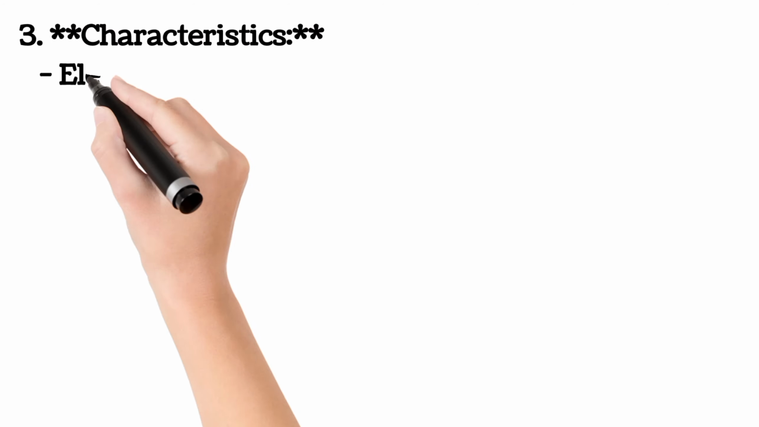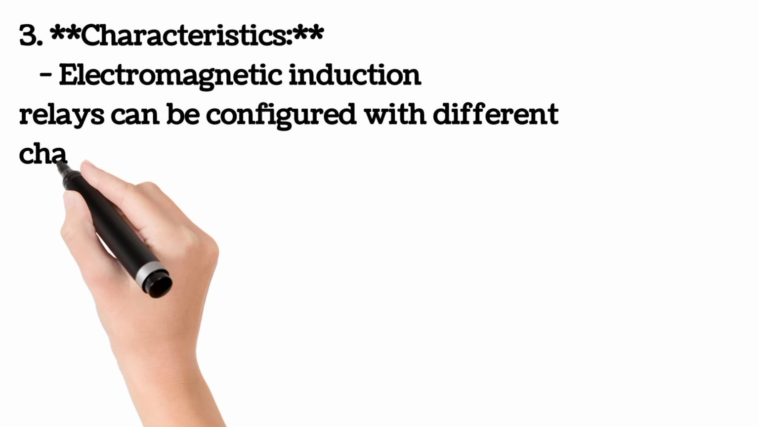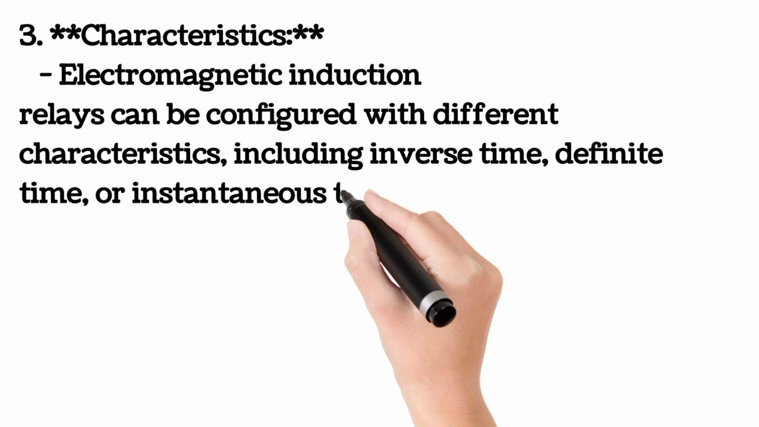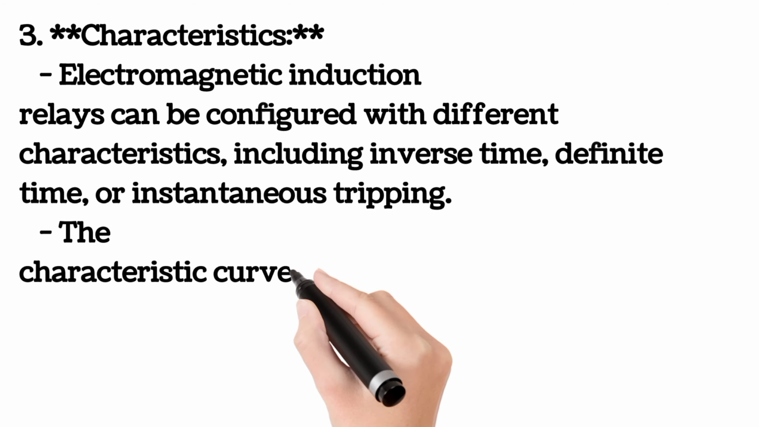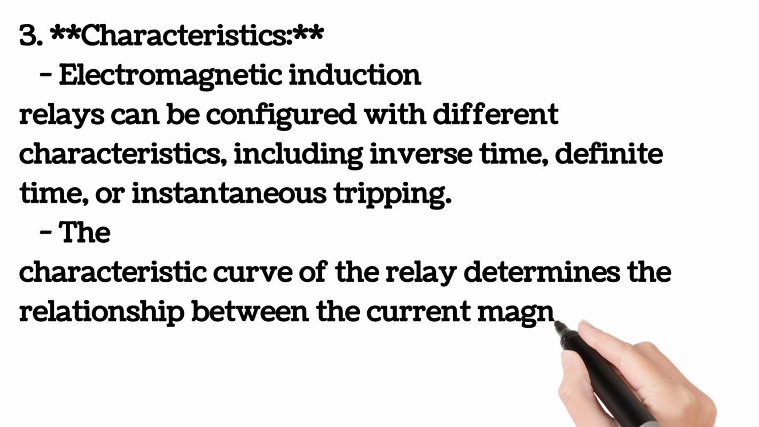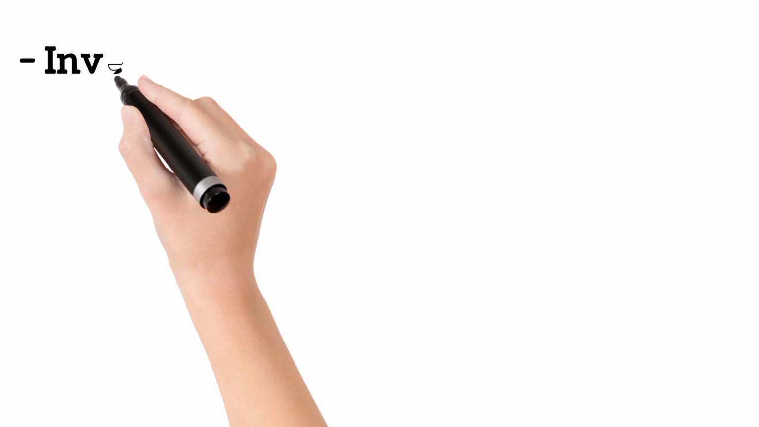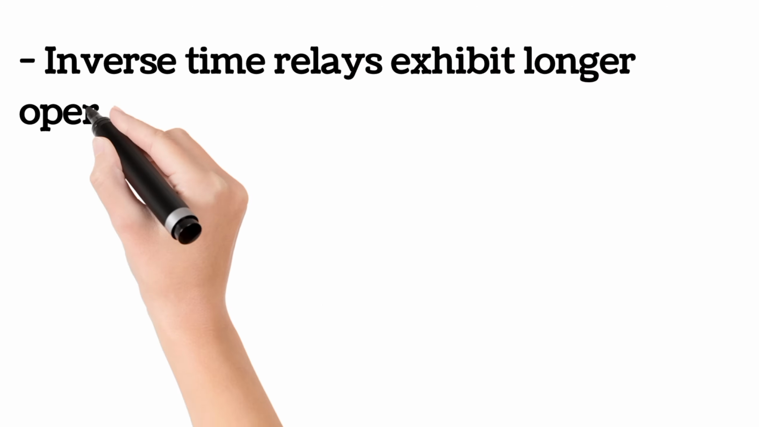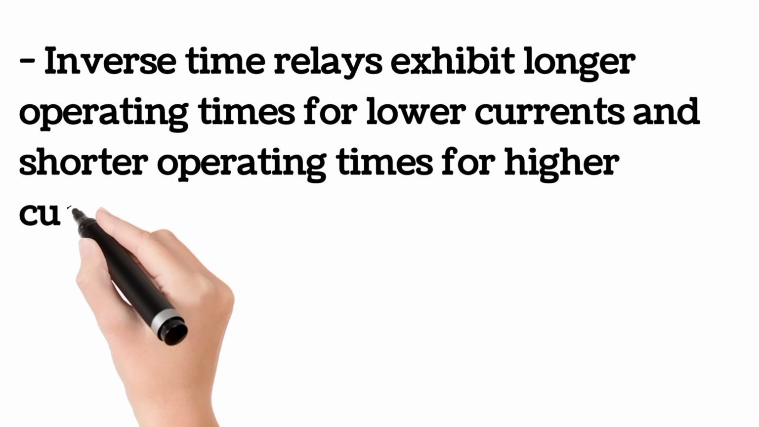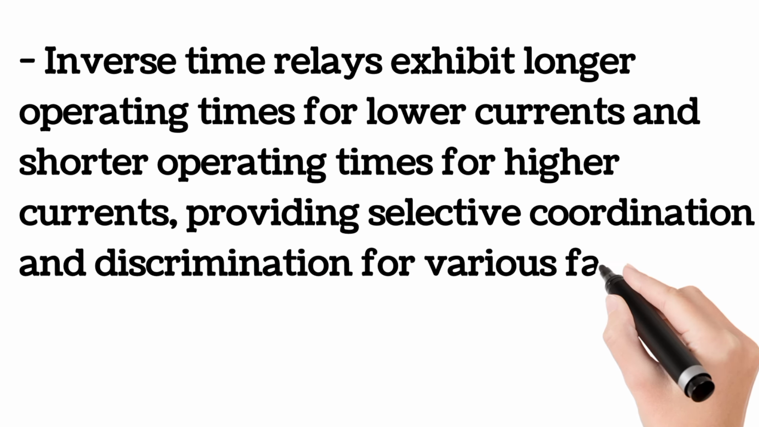3. Characteristics. Electromagnetic induction relays can be configured with different characteristics, including inverse time, definite time, or instantaneous tripping. The characteristic curve of the relay determines the relationship between the current magnitude and the operating time of the relay. Inverse time relays exhibit longer operating times for lower currents and shorter operating times for higher currents, providing selective coordination and discrimination for various fault conditions.